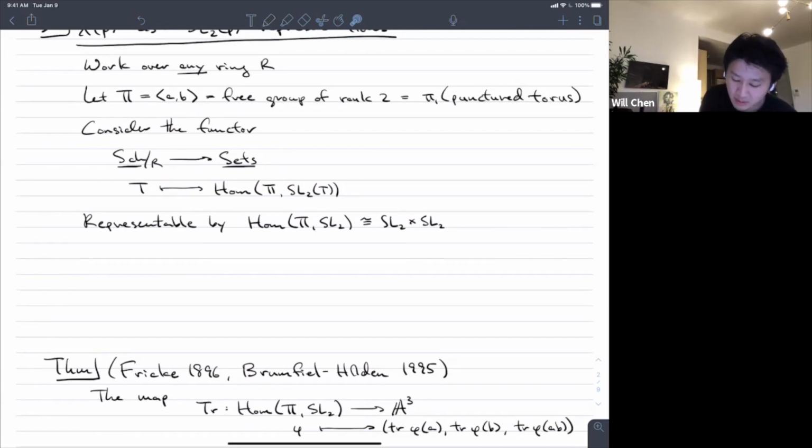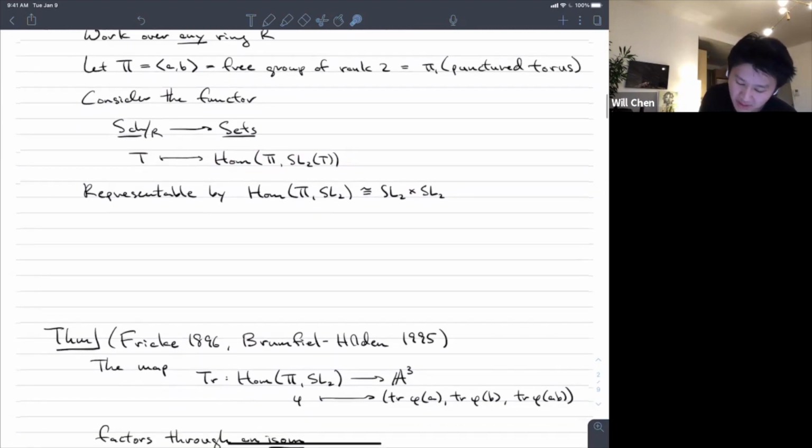what does it mean to give a group homomorphism from a free group of rank 2 to this group of T-valued points of SL2? Well, that's the same as prescribing the two images of these two generators of pi, right? Any such homomorphism is the same as giving an ordered pair of T-valued points of SL2. And so this is representable by the scheme SL2 cross SL2, which we'll call Hom(pi, SL2), and this is called the representation variety.